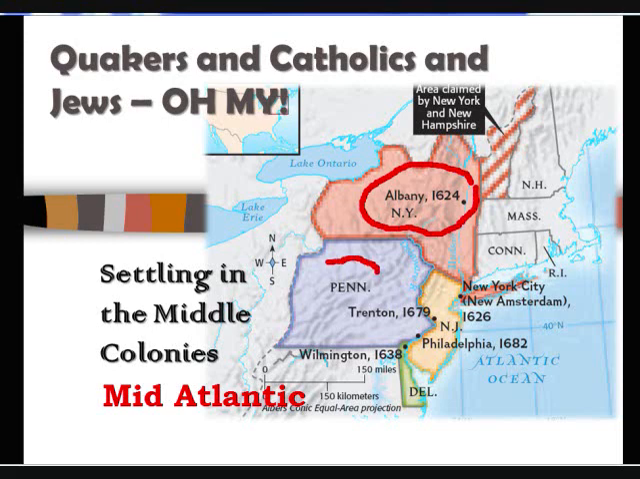From north to south, let's start with New York. South of New York, we have Pennsylvania. To the east of Pennsylvania, we have New Jersey. And the one that many people forget about is Delaware.